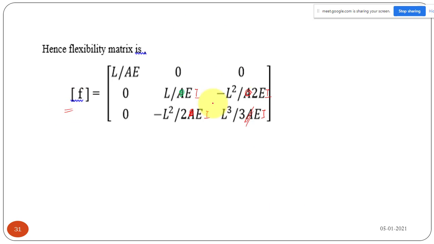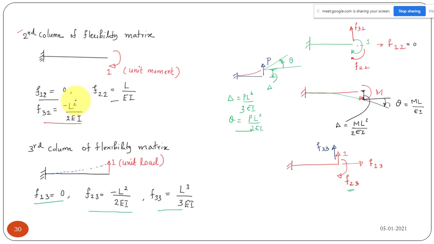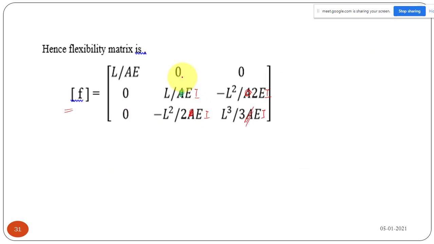Okay, I will edit this one and I will send you the slides. Because this I think is what we got, the same thing we got. So the second column will be 0, plus L by EI, and minus L square by 2 EI. Okay, this is how we have to develop the flexibility matrix for a given problem.